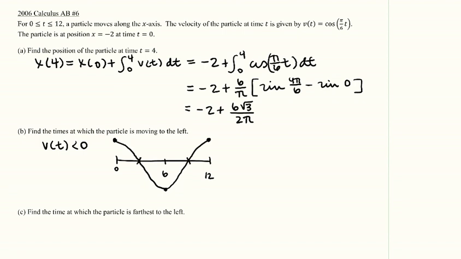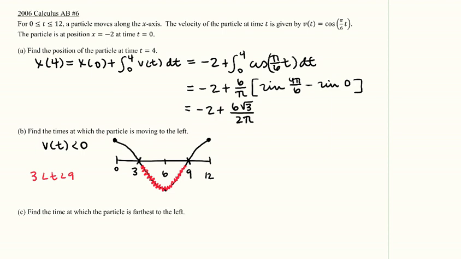And, okay, where are the zeros? Where is cosine equal to 0? Cosine is equal to 0 at pi over 2 and 3 pi over 2. So pi over 2 is 3 pi over 6. 3 pi over 2 will be 9 pi over 6. And it appears that v is negative through here. So that's 3 is less than t is less than 9.